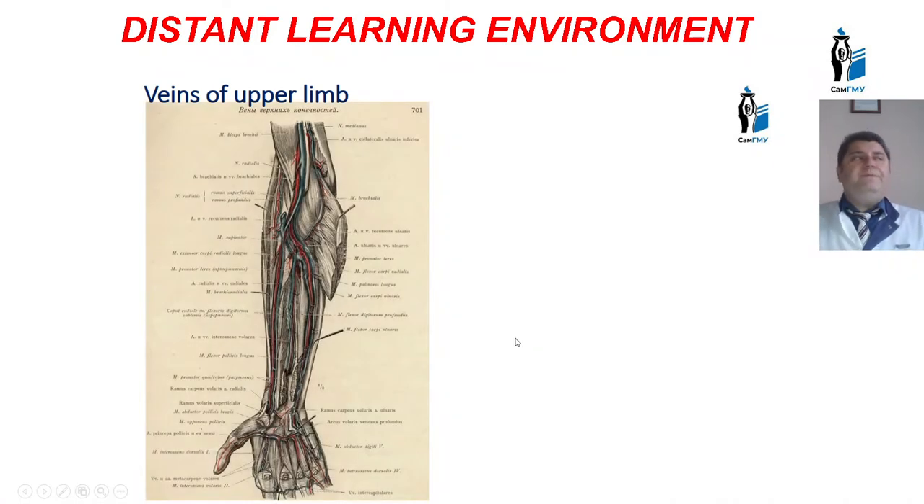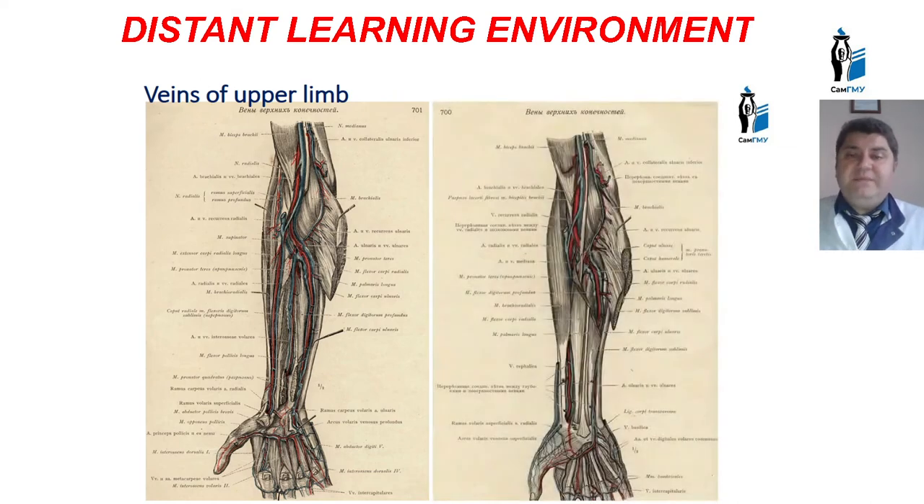As I told you, there are three main groups of veins. We talked about superficial veins. Also, we talked some words about perforant veins between deep and superficial veins. And now let's talk about deep veins. So, deep veins have the same names as arteries, and also they accompany these arteries.